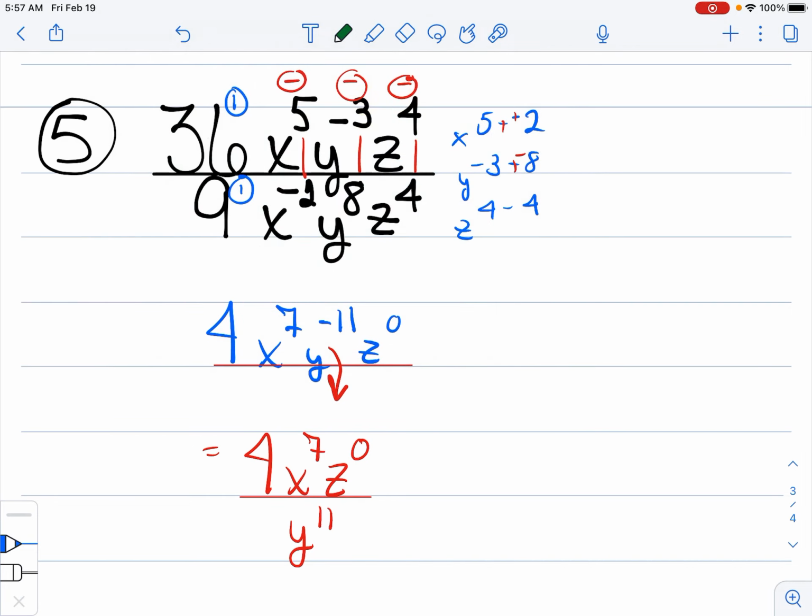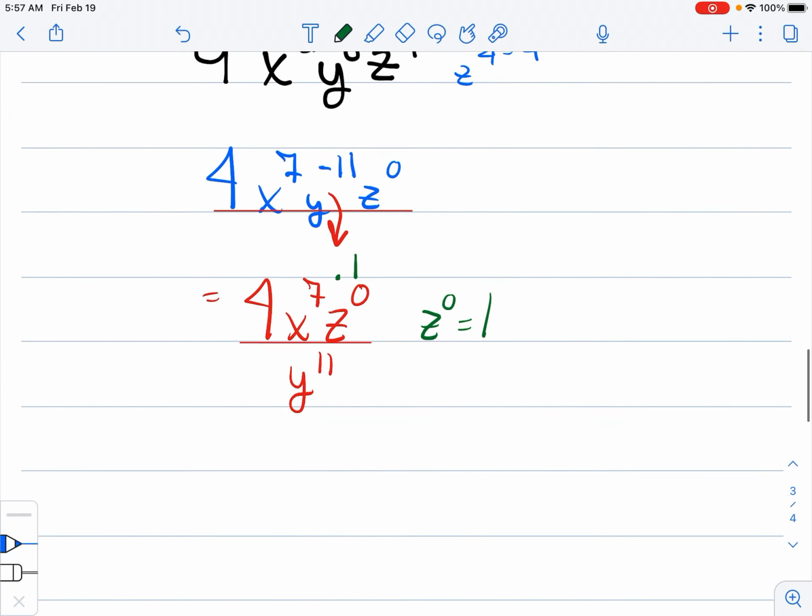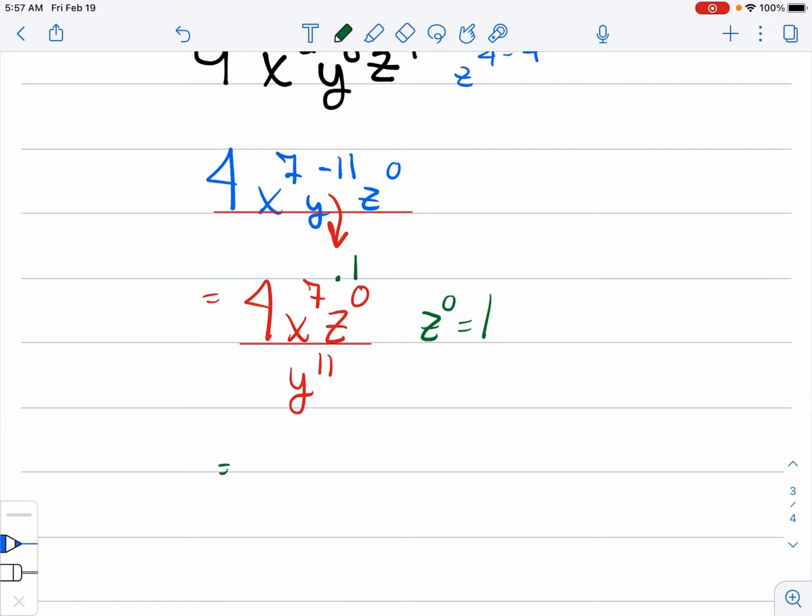Now, we know that any base to the 0 power equals 1. So the z to the 0 power does indeed equal 1. So this is going to become like multiplying by 1. So it'd be 4 times x to the 7th times 1. And we know that multiplying by 1 is a redundancy. So our final answer for this problem is going to be 4x to the 7th over y to the 11th. And that's going to be the final answer for the final problem.